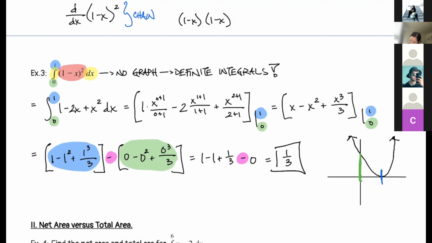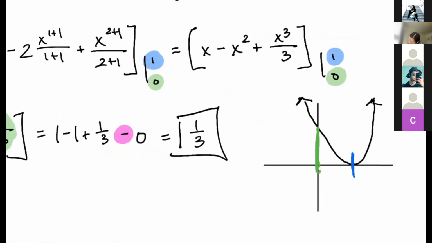And it turns out that the area of this shape, which is almost like a triangle, but not quite, so it's kind of like a curvy triangle, if I had drawn it better, the area of that shaded region is 1/3.